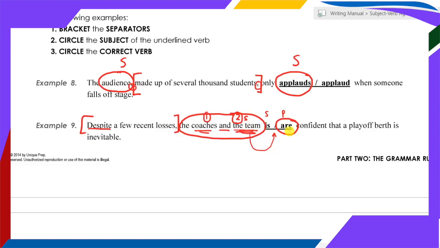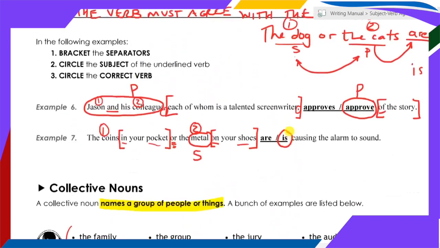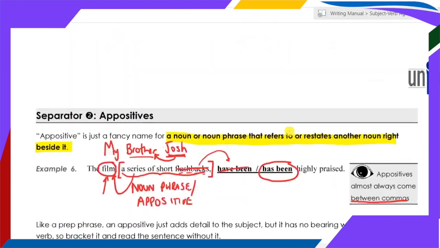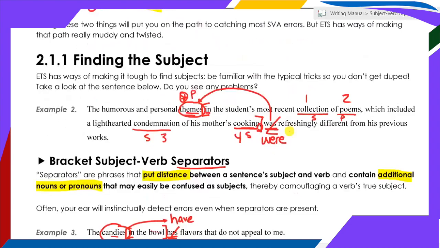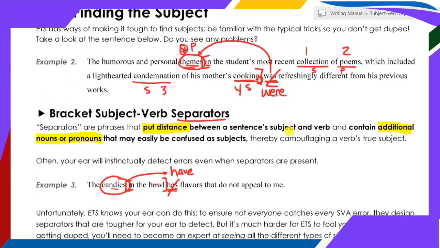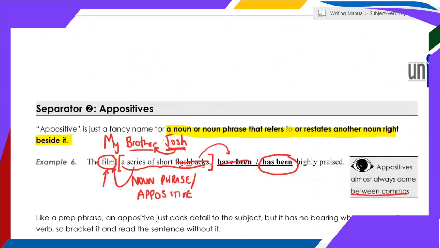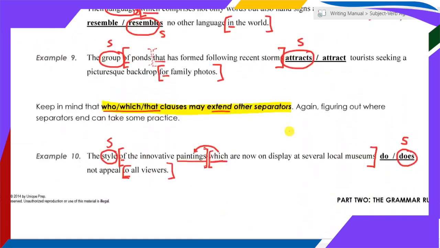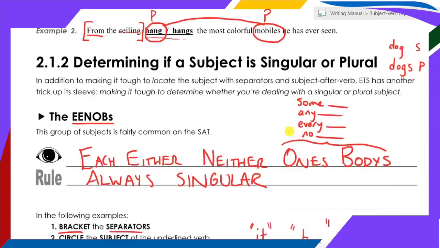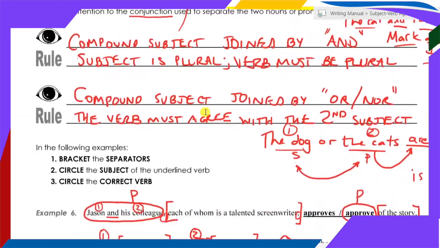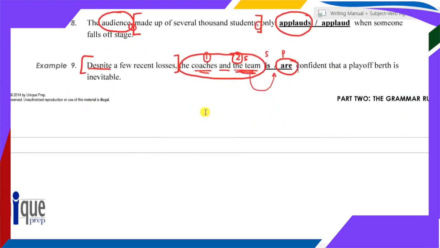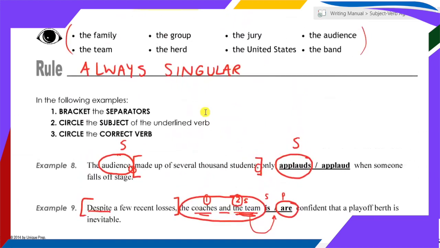That is it for subject-verb agreement. Again, subject-verb agreement is extremely important. It is going to appear several times on every test. You have to know all the different ways that ETS can make it tough to find the subject, that's with separators and subject after verb. You have to know the different kinds of ways that ETS will make it tough to determine if the subject is singular or plural: the compound subjects, the collective nouns. Make sure you go back and review this. Make sure you know it well, and you will be well on your way toward a nice SAT writing score.